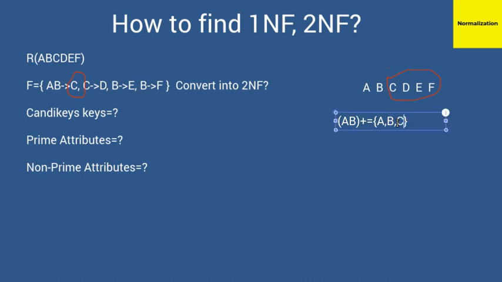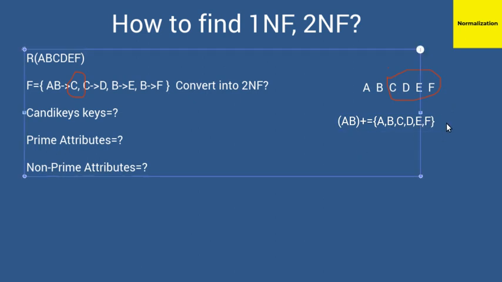So include C, and here, because of C you are deriving D, so mark them as D. And you have B in that, so because of B you are getting E and F, so mark them as E and F. So with this you are able to find all the attributes. So AB is now the candidate key, so there is only one candidate key present in this table, so mark it as AB.